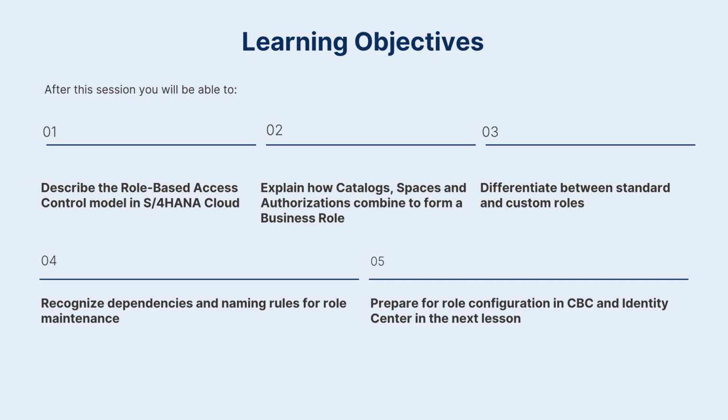After completing this lesson, you will be able to describe the concept of role-based access control, or RBAC, in S4HANA Cloud. You'll understand how catalogs, spaces, and authorizations form the core of a business role. You'll differentiate between standard and custom roles, learn the naming conventions used in real projects, and prepare to configure these roles hands-on in the upcoming session using central business configuration.